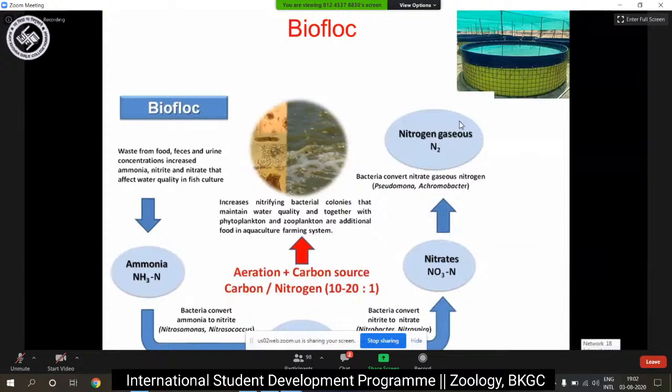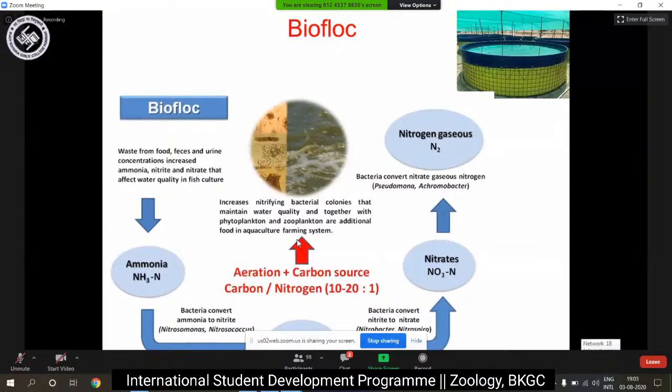But this ammonia level, by using a certain type of biofloc containing different types of nitrifying bacteria, we can convert into nitrites and nitrates, which can actually be used up by the fish for production of nutrient substances. So biofloc system means where there would be aeration to have a carbon and nitrogen ratio of about 20:1. So that's the main orientation of biofloc culture. By this system, we are increasing the nitrifying bacterial colony, which will be maintaining the water quality.